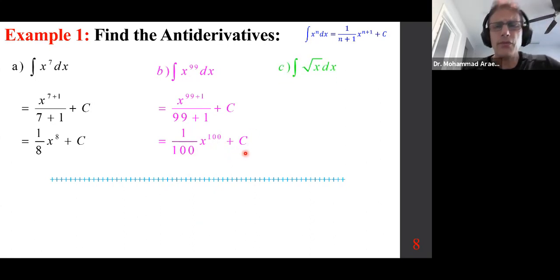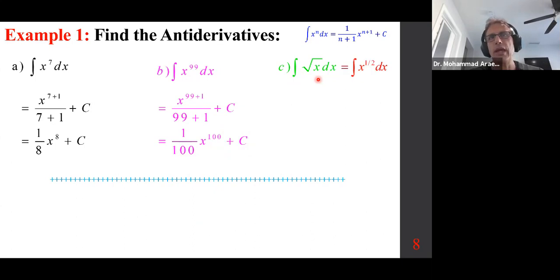Now, for a case like this, we did the same thing in the case of differentiation. We changed square root of x to the power of 1/2. You remember that? So we have to do the same thing. Now, 1 over n plus 1, so 1 over 1/2 plus 1, x to the power of 1/2 plus 1. And I hope you realize that 1/2 plus 1 is 3/2. 1 divided by 3/2 makes it 2/3. So 2/3 x to the power of 3/2 and a constant.